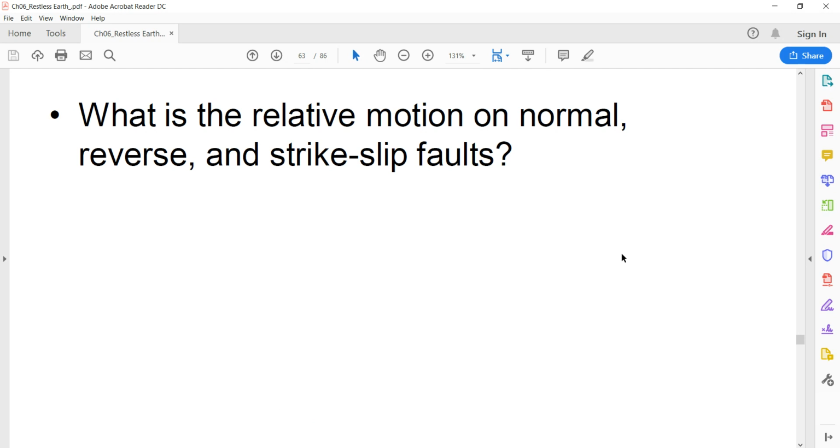Alright, welcome back to the class. Now we will talk about faults. What are faults? What are different types of faults? How do rocks move around a fault plane?